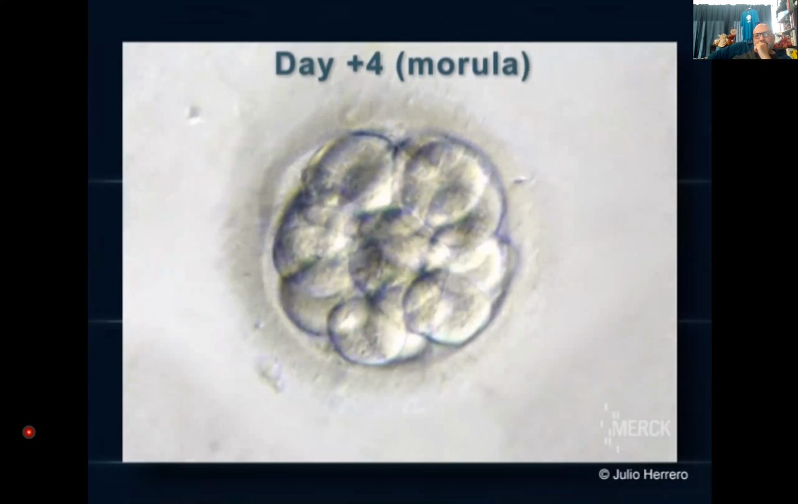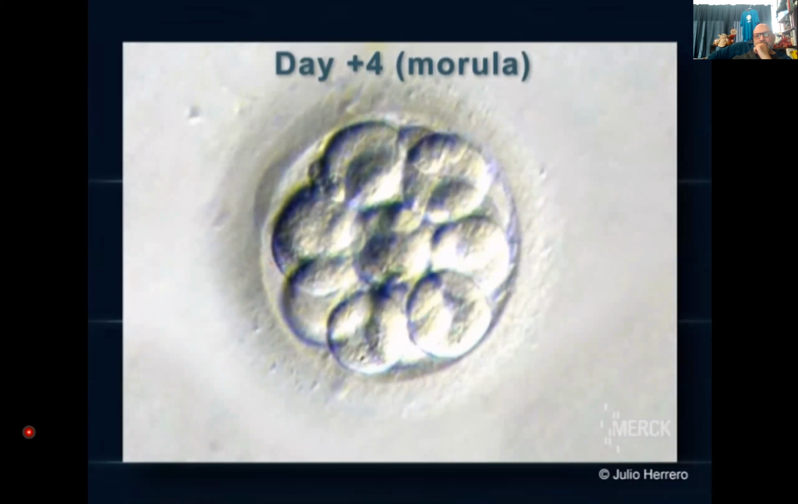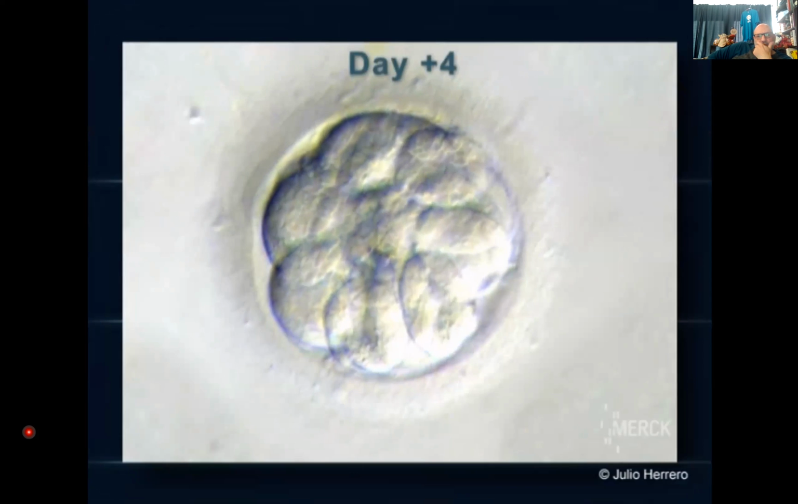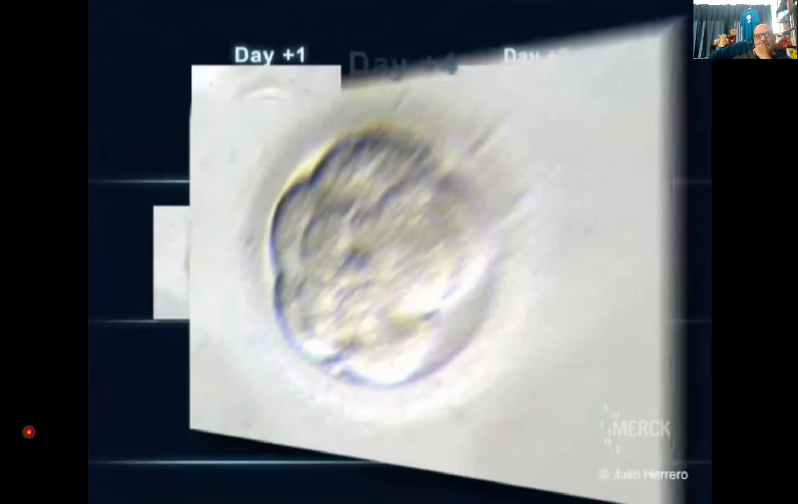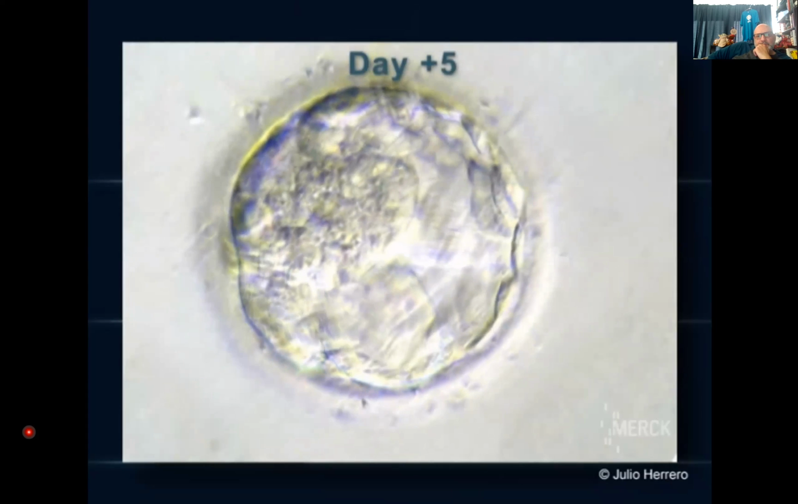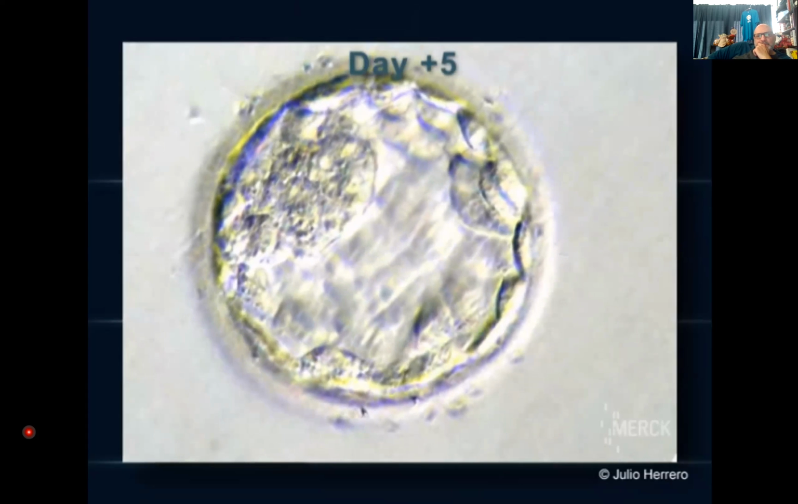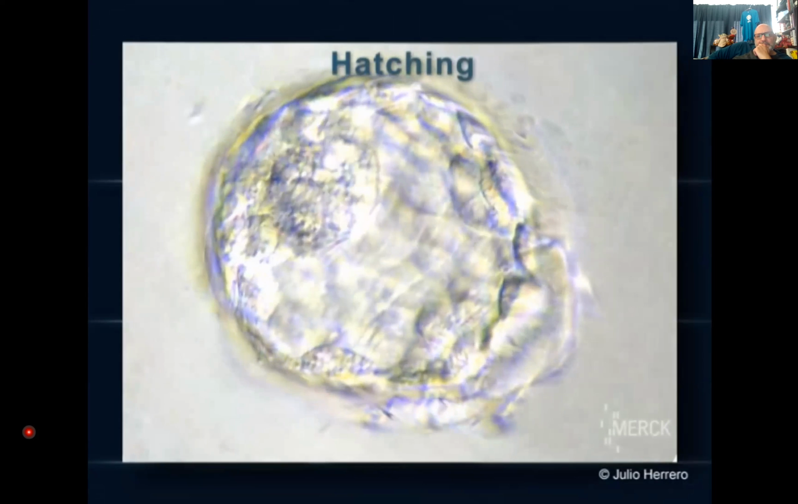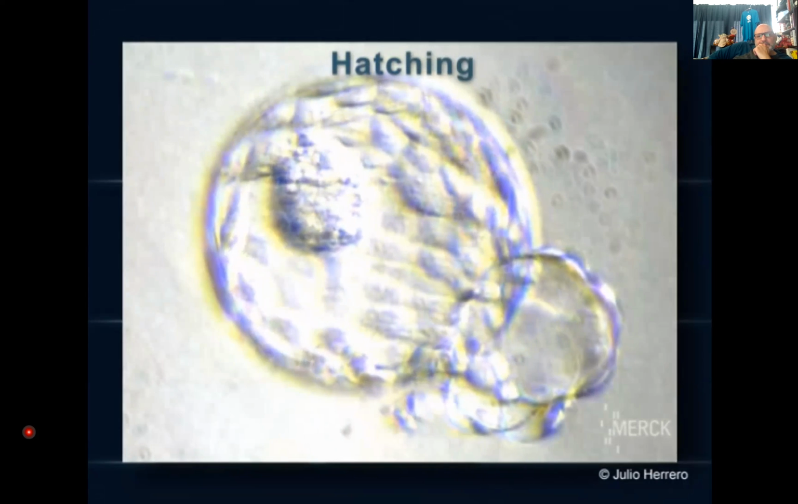On day 4, the embryo divides a number of times, becoming a morula. This is when it begins to become compact. On day 5, the embryo contains more than 100 cells. In the center, there is a fluid-filled cavity. Finally, the blastocyst will shed the membrane that surrounds it. This is called hatching.